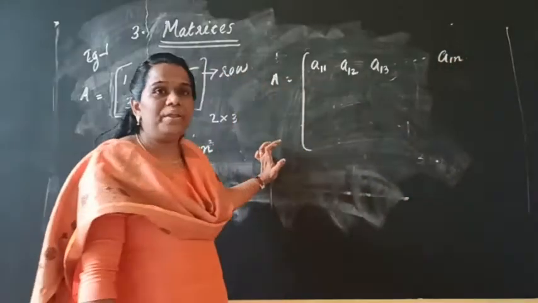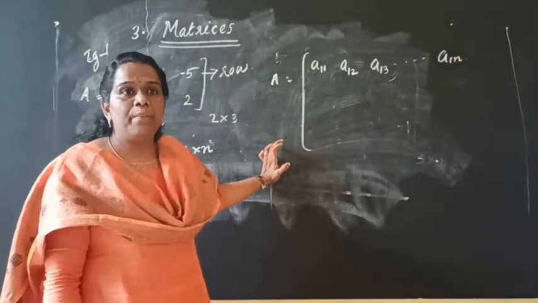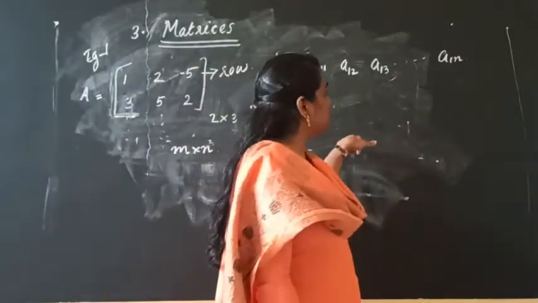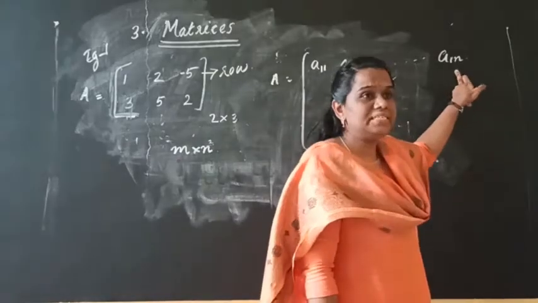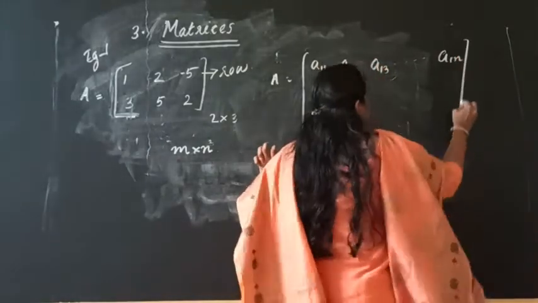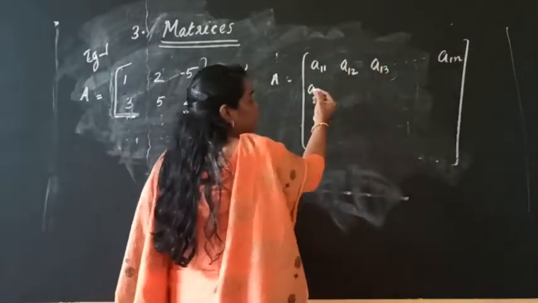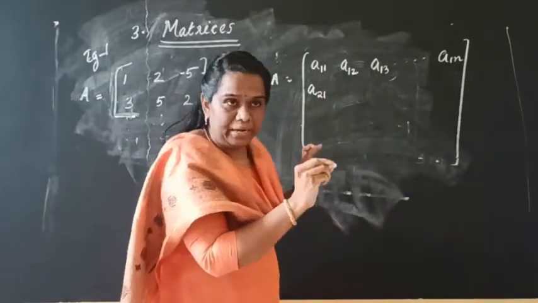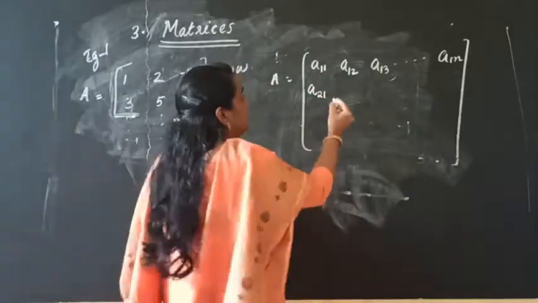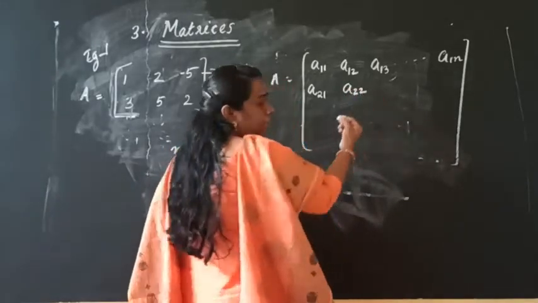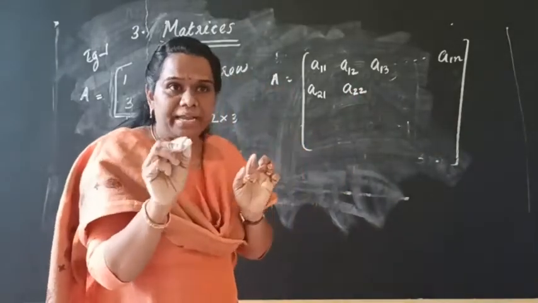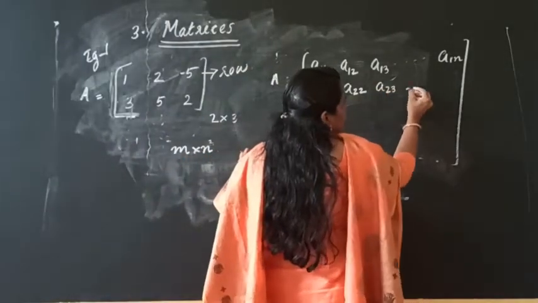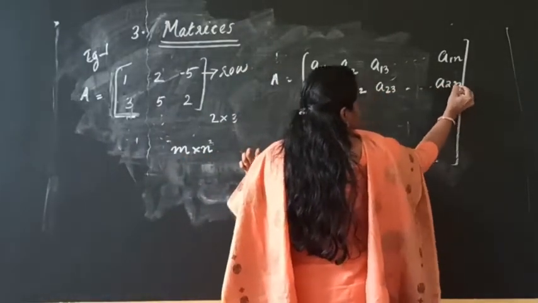That means how many columns? Number of columns. First column, second column, third column. This is the nth column. And the second row, how do we write the second row? A21, second row, first column. A22 means second row, second column. The next A23, etc. up to A2n.